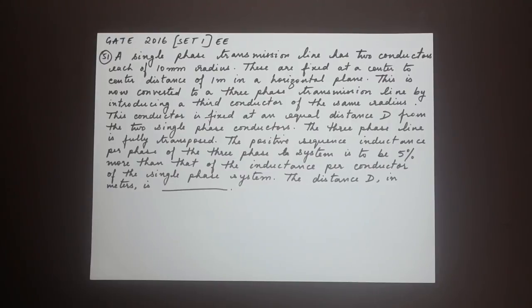The three-phase line is fully transposed. The positive sequence inductance per phase of the three-phase system is to be 5% more than that of the inductance per conductor of the single-phase system. The distance d in meters is dash.